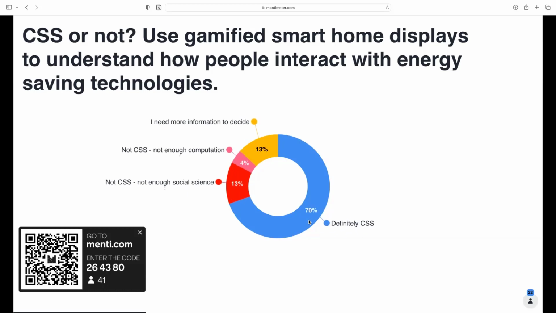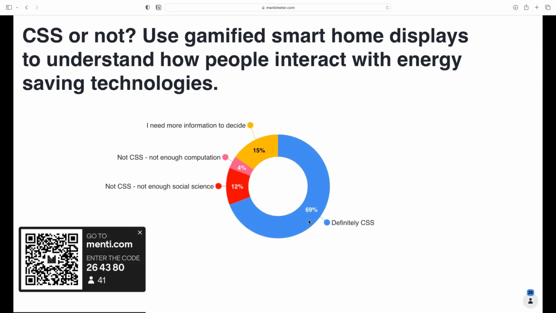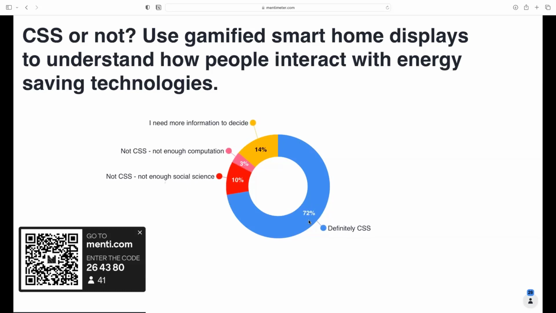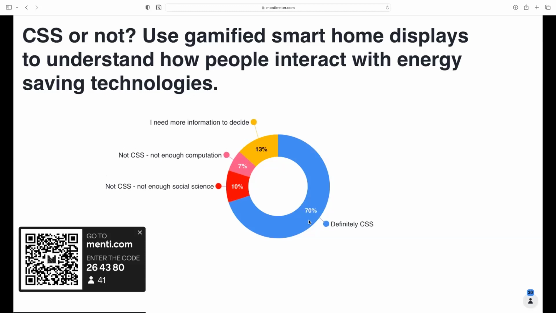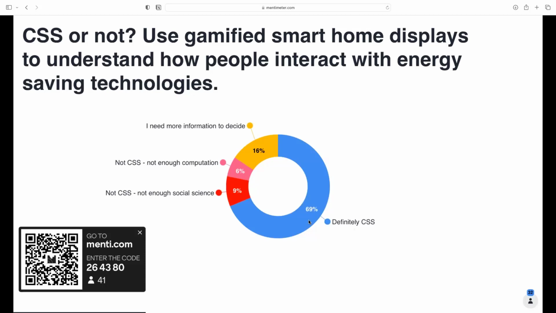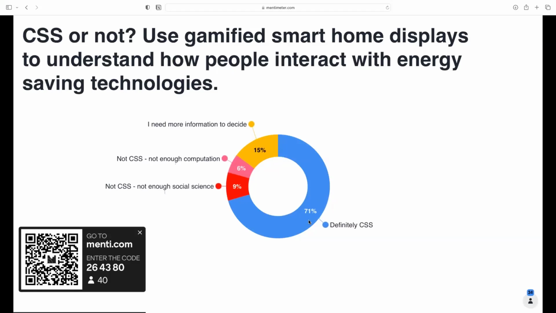Again, it looks like CSS definitely has it in this one. So we have some people saying there's not enough computation. Personally, I'd say that there probably is. You've got this gamified smart home display that's going to capture a lot of digital data, and it's looking at how people interact with it.